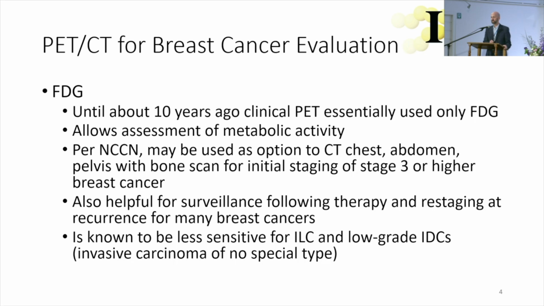According to the NCCN guidelines, which are pretty influential in terms of staging, but they're not the only guidelines that exist, FDG PET-CT may be used, and I always find it's interesting, they say as an option to CT chest, abdomen, pelvis with bone scan, as if the CT chest, abdomen, pelvis, and bone scan should be the default, and PET-CT is kind of an afterthought, like, well, if you want to, you could. We know that FDG PET-CT in most settings is much more sensitive than CT chest, abdomen, pelvis with bone scan.